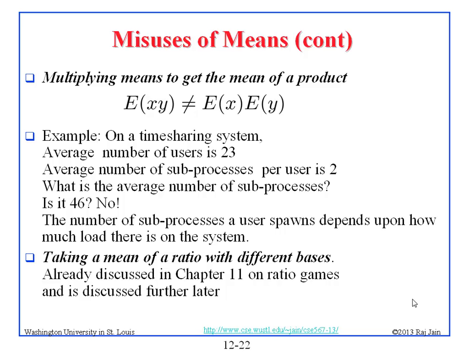All right. Second, taking a mean of a ratio with different bases. We saw ratio games, and we saw that every time the denominator is different, you cannot just add those ratios up. This will be discussed a little bit more later on, but right now you understand that if you are adding up ratios and the bases are very different, then you are getting into trouble.